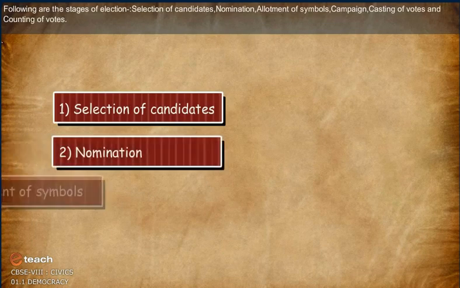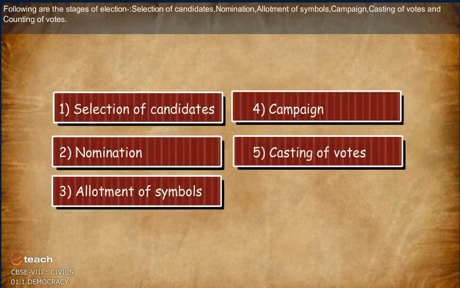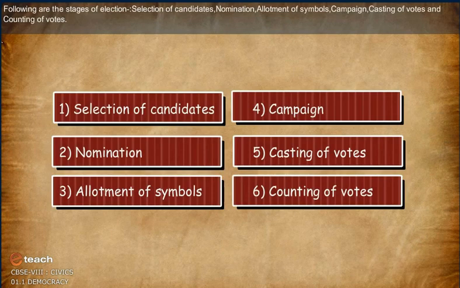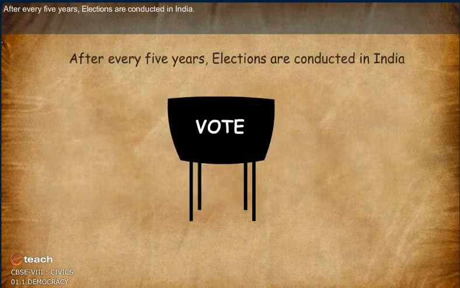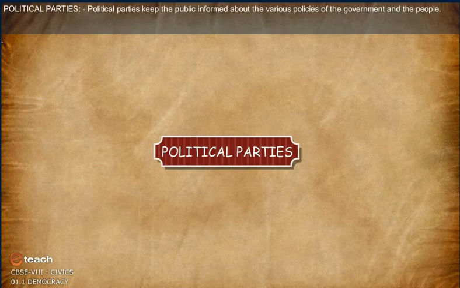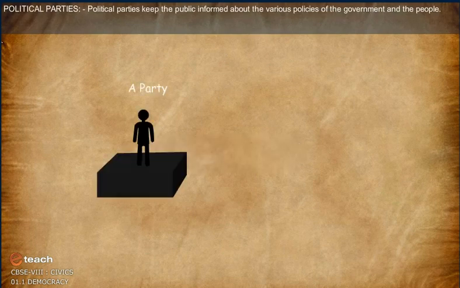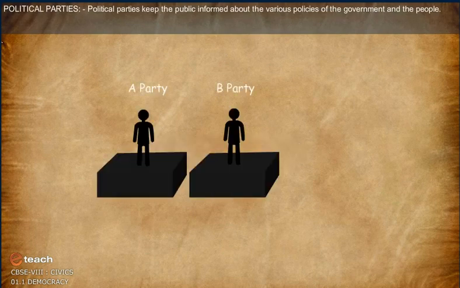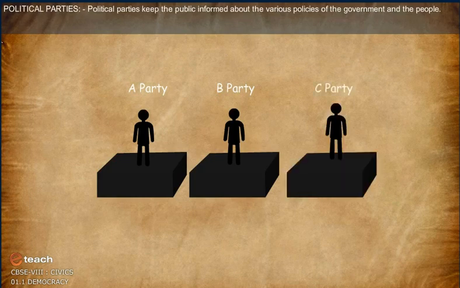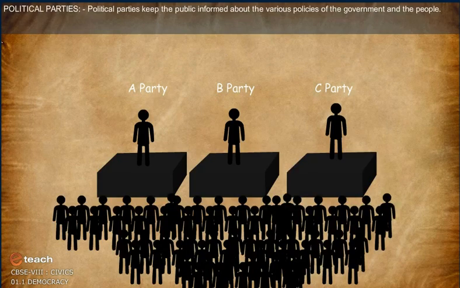Following are the stages of election: selection of candidates, nomination, allotment of symbols, campaign, casting of votes, and counting of votes. After every 5 years, elections are conducted in India. Political parties. Political parties keep the public informed about the various policies of the government and the people.